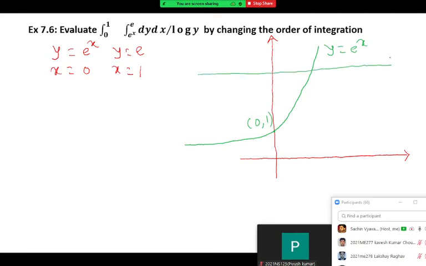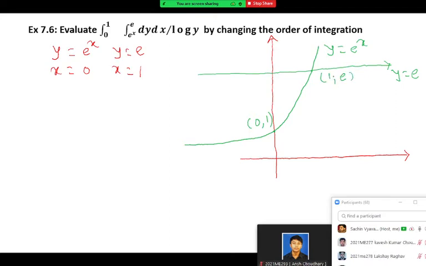So let this be my line y equal to e. If this is y equal to e and this is y equal to e raised to x, what should be x here? What is the point of intersection? y is e, so x is 1. Very good. So the point of intersection is 1 comma e.